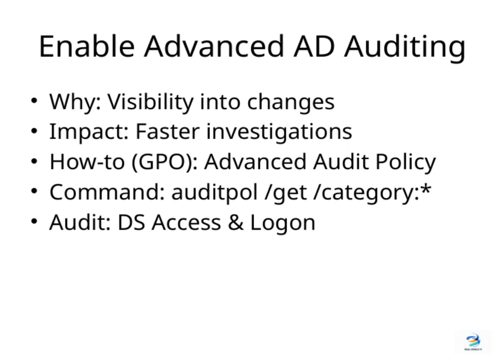Now, how do we achieve this? One effective way is through the use of advanced audit policy and group policy objects, or GPOs. By configuring these policies, we can fine-tune what activities are logged, giving us the detailed information we need. For example, using the command auditpol /get /category:* allows us to review current audit settings across all categories. This command is a handy tool to verify our configurations and ensure we're capturing the right data.